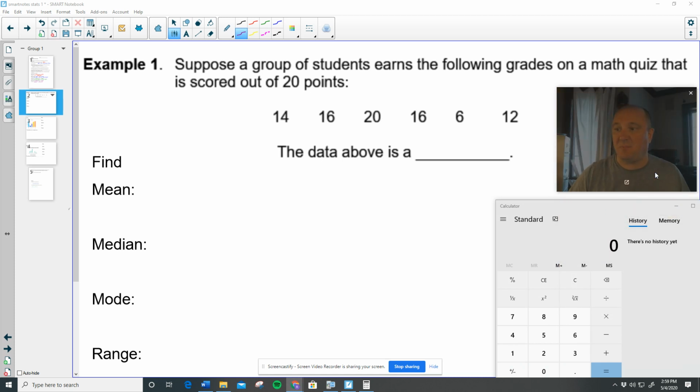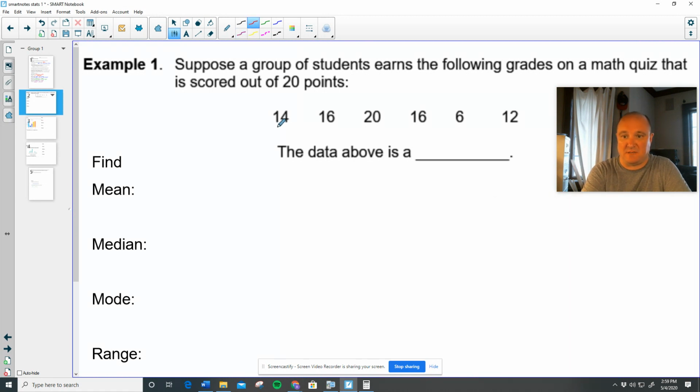Okay, so let's do an example problem using mean, median, mode, and range. Suppose a group of students earns the following grades on a math quiz that is scored out of 20 points. Somebody got a 14, there's a 16, a 20, that's probably you, a 16, a 6, that's your worst enemy, and a 12. So we have 6 different scores, right? 1, 2, 3, 4, 5, 6.